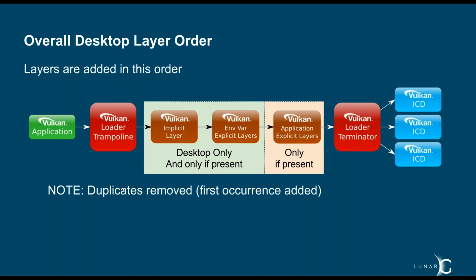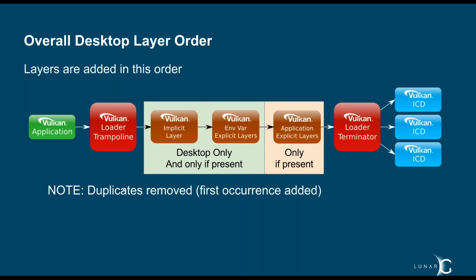But when you're enabling layers, there's still the question of what order you want to load all of these layers. When you've got layers of the same type in one list, we simply use the order you defined them in. But since there are different types of layers, you have to specify which types of layers get loaded when. So we load implicit layers closest to the application. Then we have explicit layers specified by an environment variable, and then explicit layers specified by the application. We do remove duplicates, and just the first occurrence is added.